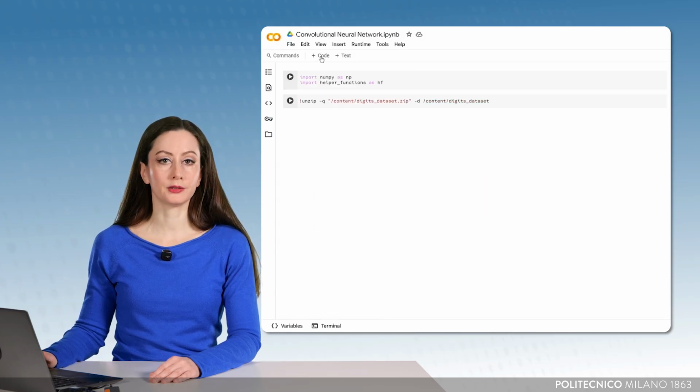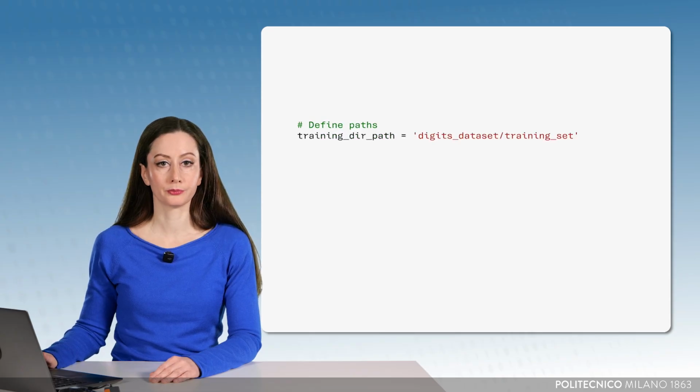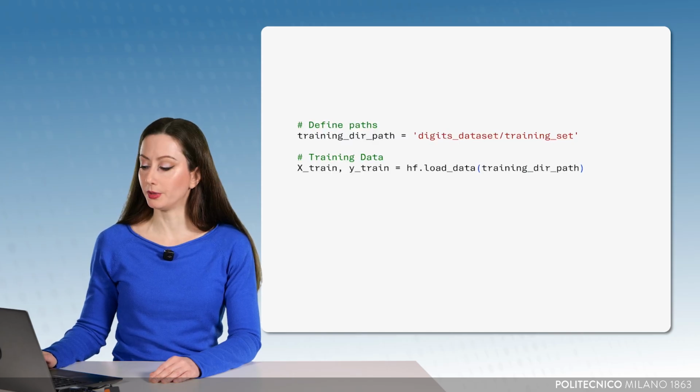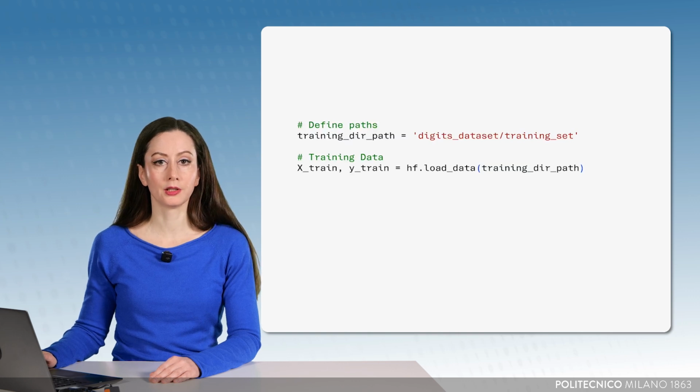And to load the training dataset, we need to specify the path to the folder containing the images and their labels. We then use the load data function, defined in the helper functions file, to store the matrix representation of images in Xtrain and the corresponding labels in Ytrain.